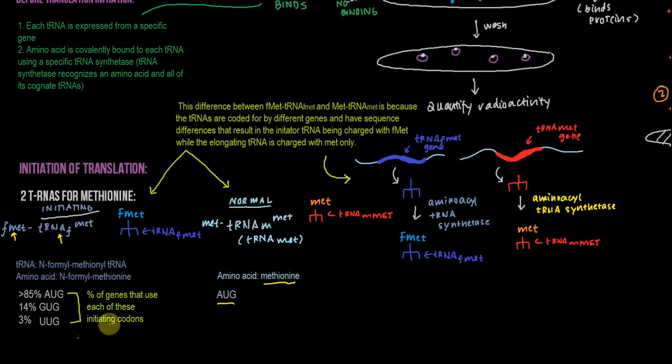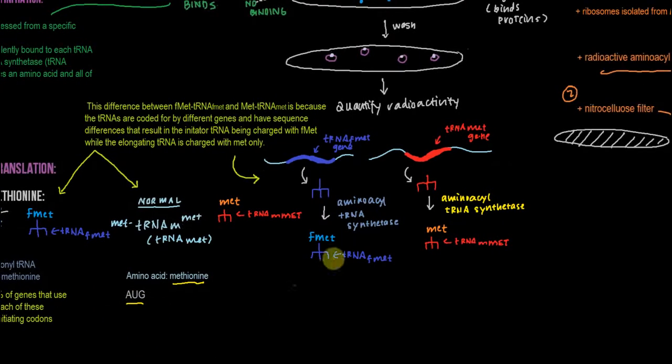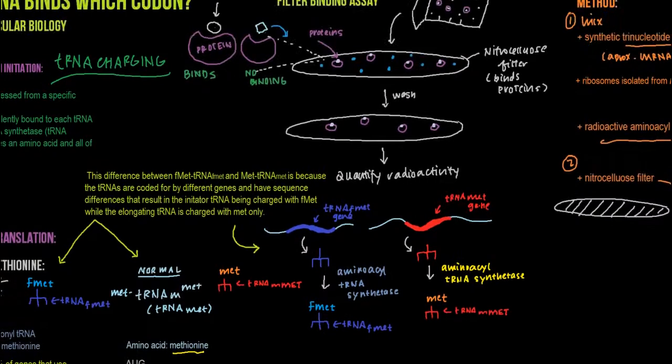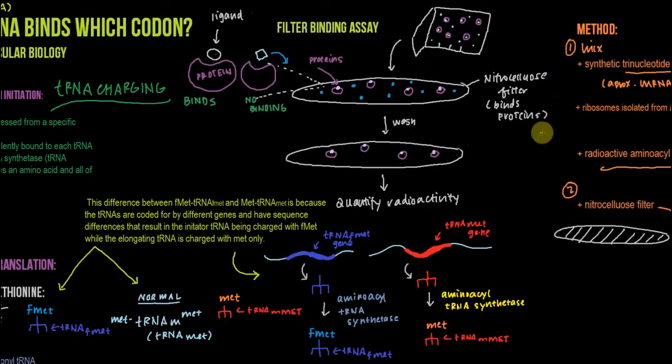Now, how did they actually figure this out? How did they figure out that this tRNA has three different initiating codons, whereas this one only has one? Well, they used something called a filter binding assay. Let's talk about the filter binding assay generally first, and then we can zoom in on what was going on in this particular study.